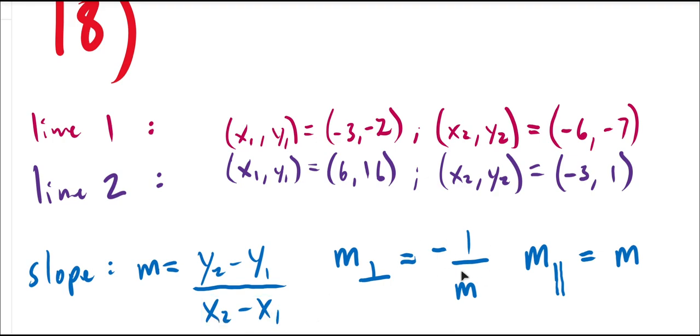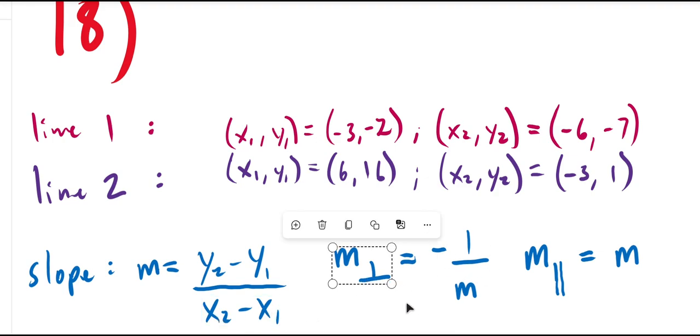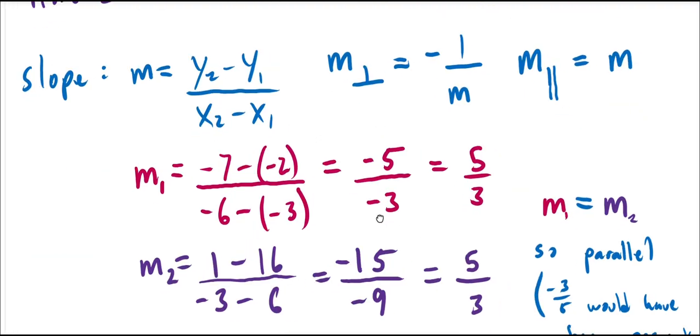A perpendicular slope, which is what this symbol here means, is the negative reciprocal of a given slope. So flip it and change the sign. And a parallel slope, which is what this symbol means, is simply equal to a given slope. So if we find that we have a negative reciprocal between these two slopes that we're about to calculate, we will have found a perpendicular line. And if we find that the slopes are equal, we will have parallel lines, and they are neither in every other case. So we carry out these calculations, right?